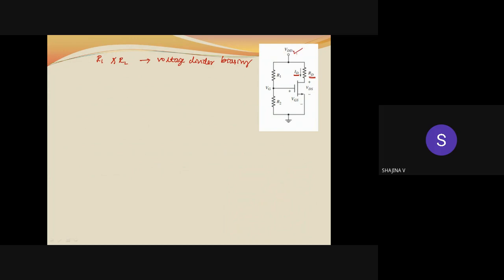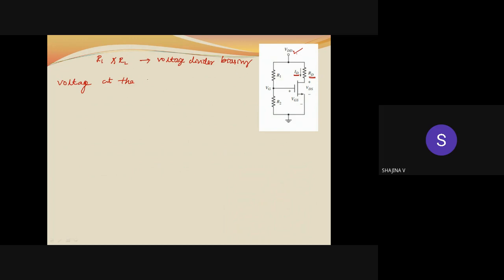And you have the gate to source voltage, that is between gate and source, that is VGS. And the drain to source voltage, VDS. And the drain current ID. So these are the currents and voltages. Now first you can find the voltage at the gate terminal. So these three parameters are mainly calculated, that is ID, VG and VDS.